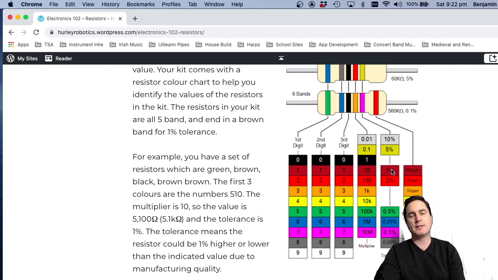All of the metal film resistors in your kit will have a brown, 1% tolerance band. They're pretty high tolerance, these metal film resistors. Other resistors might have a bigger tolerance value, but they might be able to handle more current. It sort of runs a bit like that.